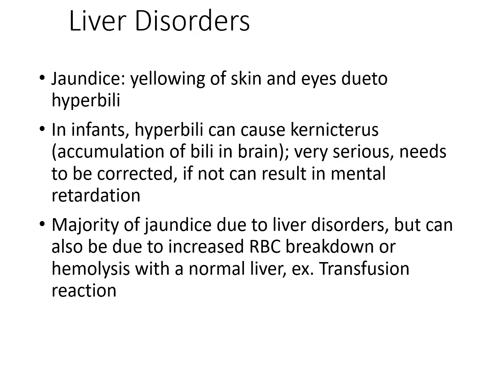Causes of jaundice: the majority of jaundice cases are due to liver disorders that impair bilirubin metabolism or excretion. However, jaundice can also arise from increased breakdown of red blood cells, or hemolysis, in individuals with normal liver function. For example, transfusion reactions can cause hemolysis, leading to elevated unconjugated bilirubin and jaundice.